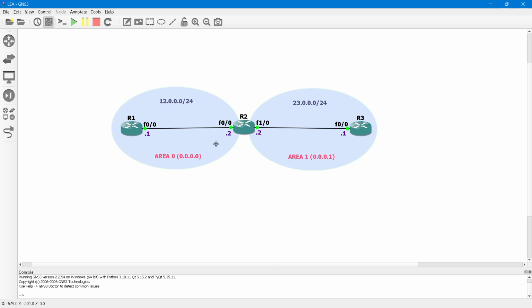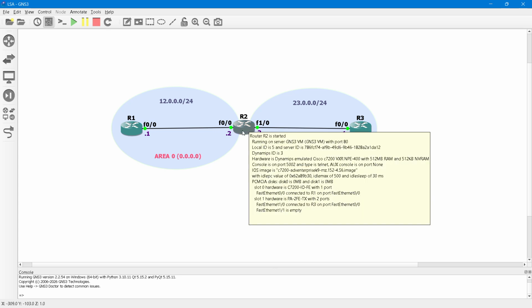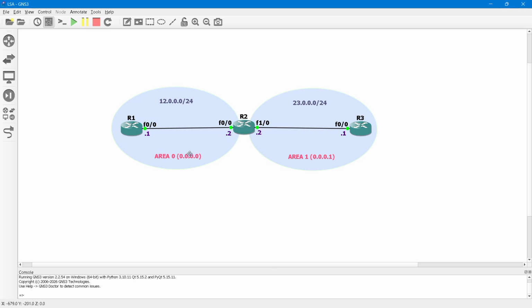As you can see, R2 is simultaneously under two areas. This particular type of router is known as an ABR, and ABR stands for Area Border Router, which is sharing two borders right now.